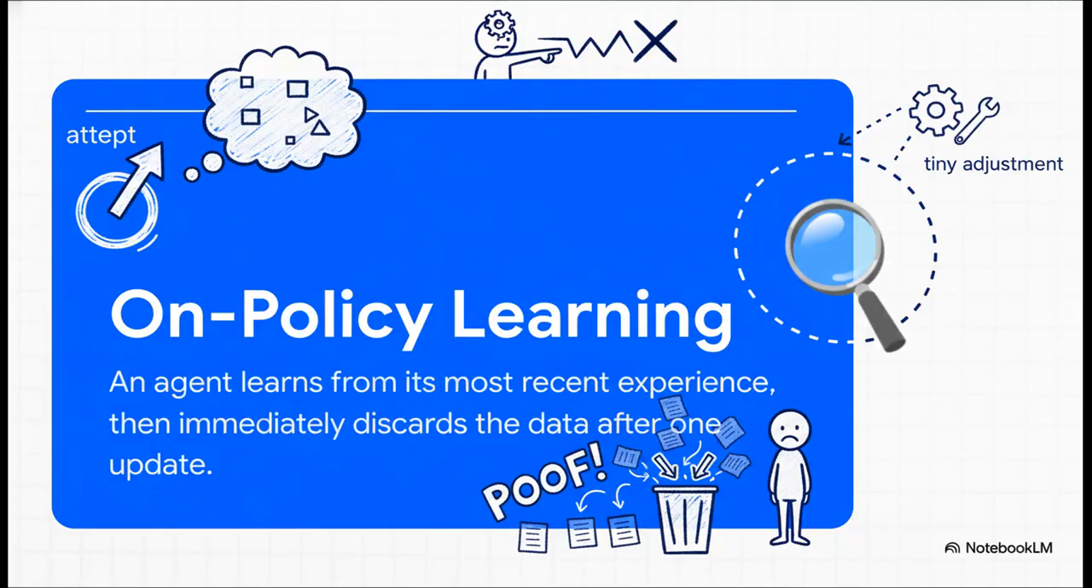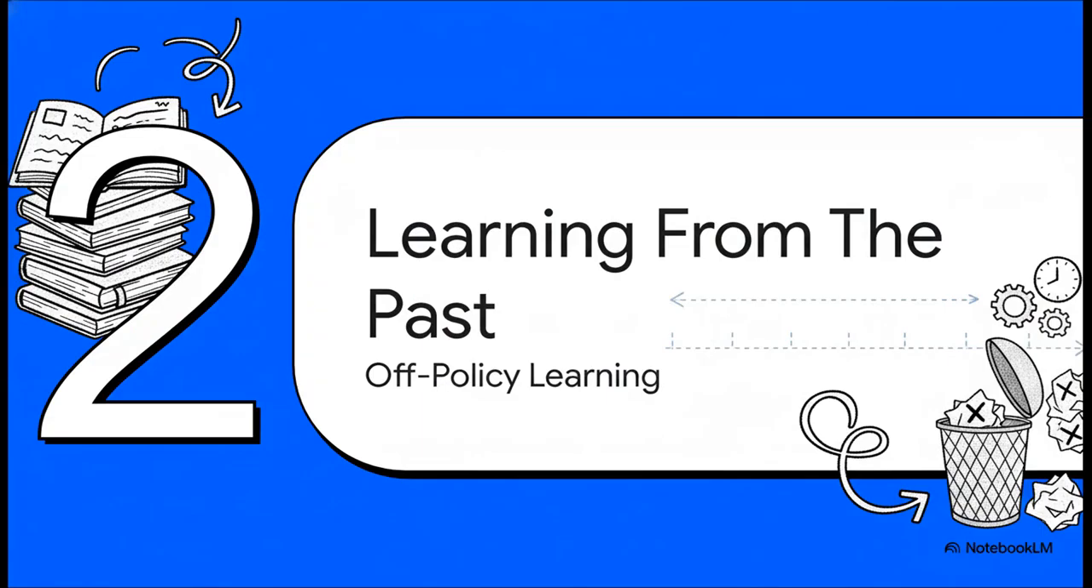So the first way they tried to solve this was called on-policy learning. And honestly, it was not great. Super inefficient. Think of it like this. The AI tries something, gets data from that one attempt, makes one tiny little change to its plan, and then it just throws all that valuable data in the trash. I mean, it was a safe way to learn, sure, but man, was it slow.